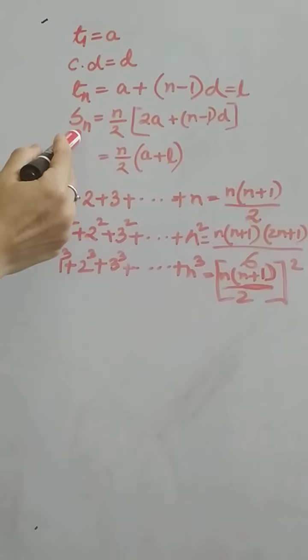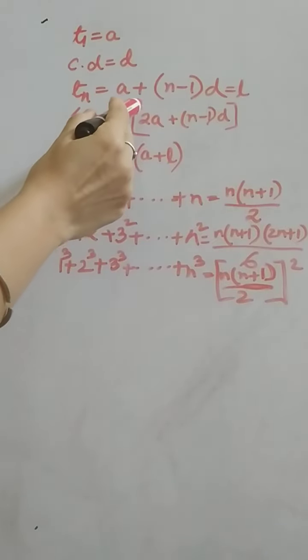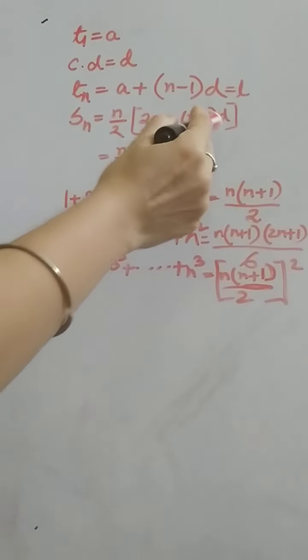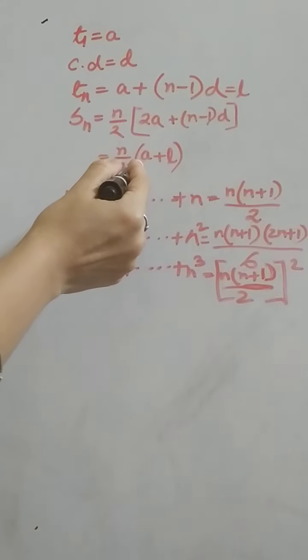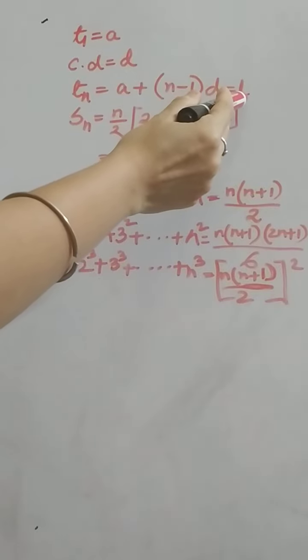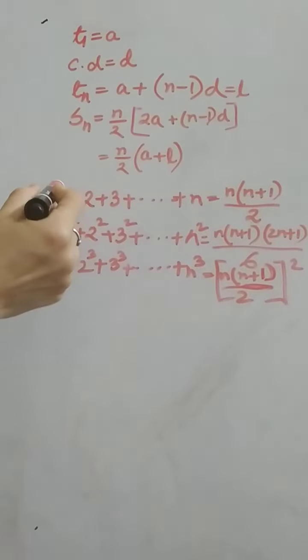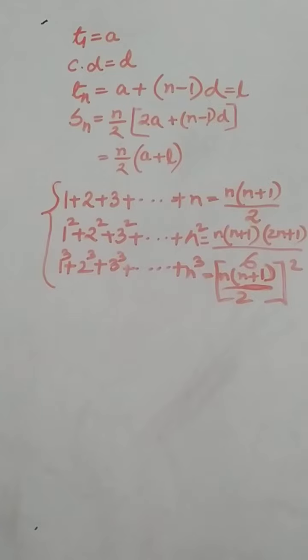Now the sum of the n terms, that is Sn, is equal to n by 2 into (2a plus (n minus 1) into d), which is also written as n by 2 into (a plus l), where l is the last term or Tn. Now there were three special series, the sum of which we should know.